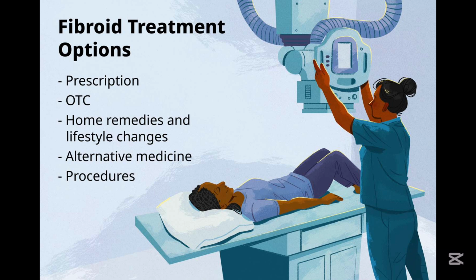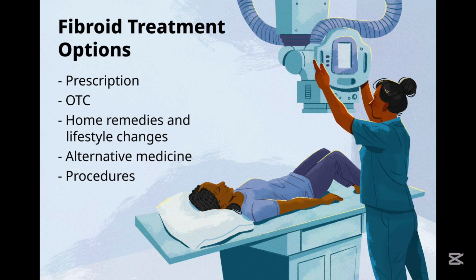You can also give GnRH agonists that will temporarily shrink fibroids by inducing a menopausal state. You can give tranexamic acid to reduce the menstrual bleeding without affecting hormones. You can also give pain relievers such as NSAIDs to help menstrual cramps and discomfort. There can also be surgical options such as myomectomy and hysterectomy.